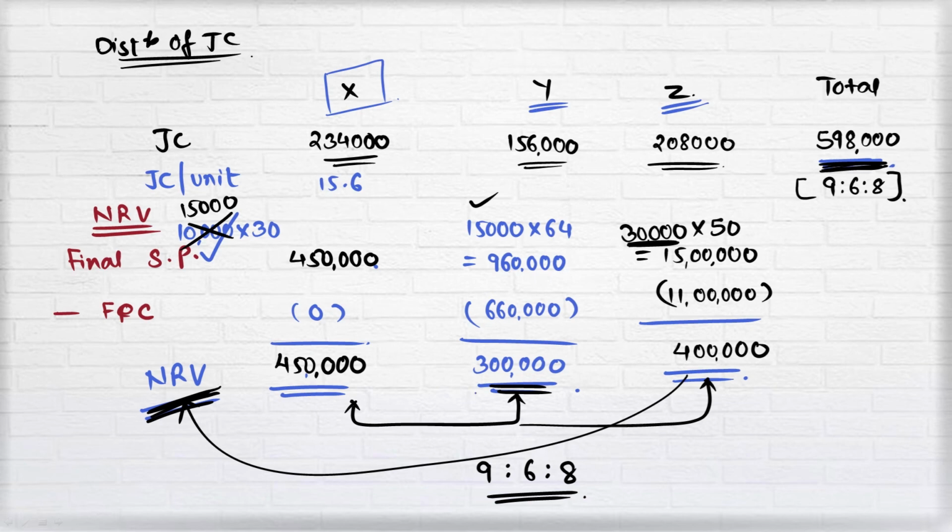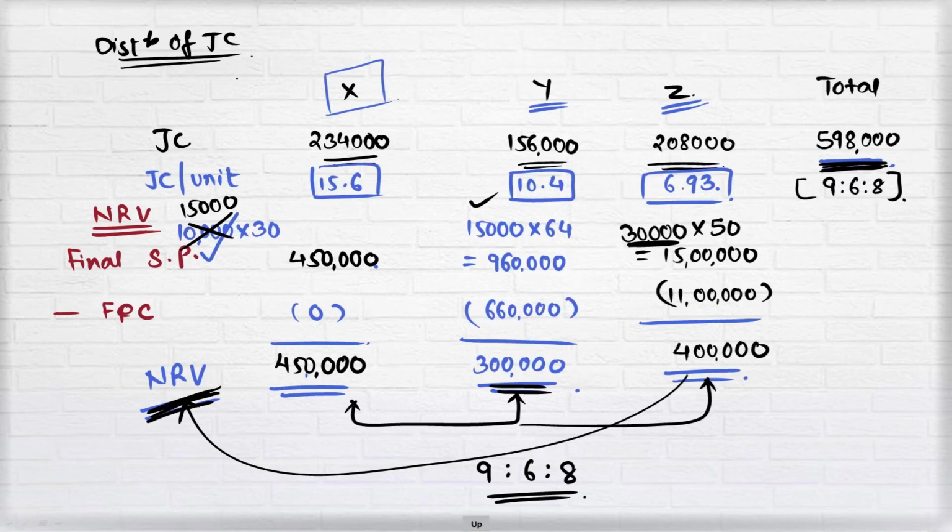All right. 1,56,000 divided by 15,000, 10.4. 2,08,000 divided by 30,000, and it is coming in points. I have found out this figure to give you an idea that cost should be distributed on the basis of 15,000 units, 15,000 units and 30,000 units and not on the basis of units sold.